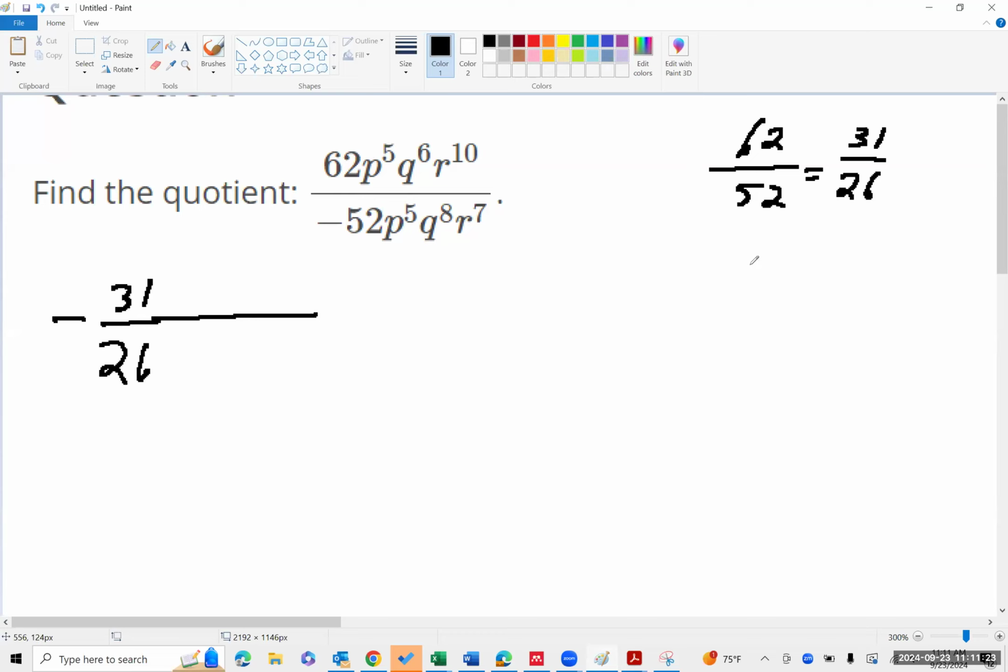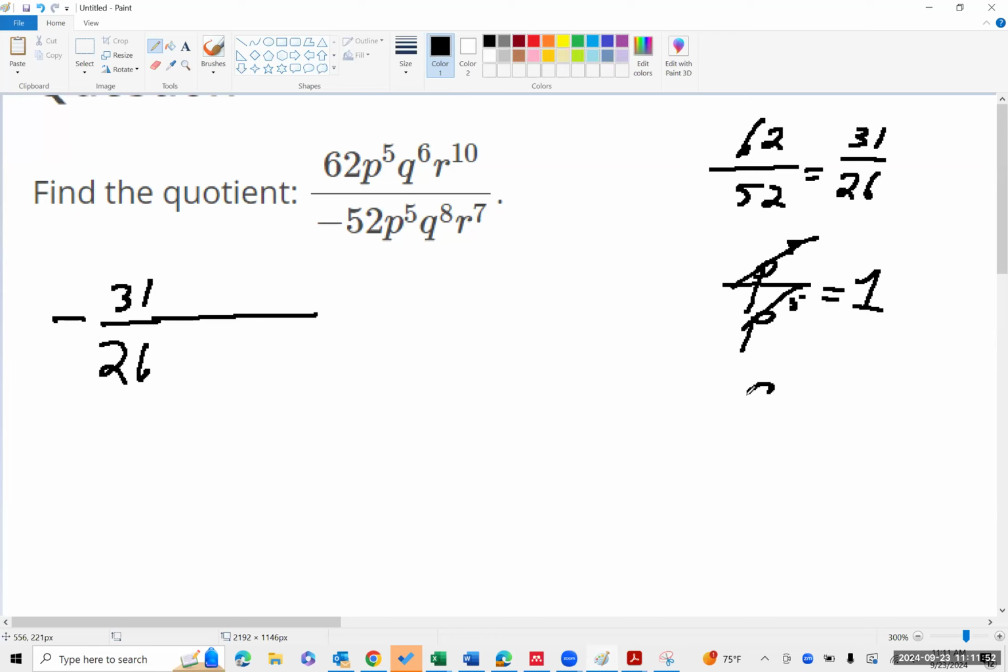Then we've got p to the fifth over p to the fifth. The easiest way is just to cancel those. When we cancel this, we're basically saying you get a one. But since it's a one that we're multiplying by, say, the 31, I don't have to write it.